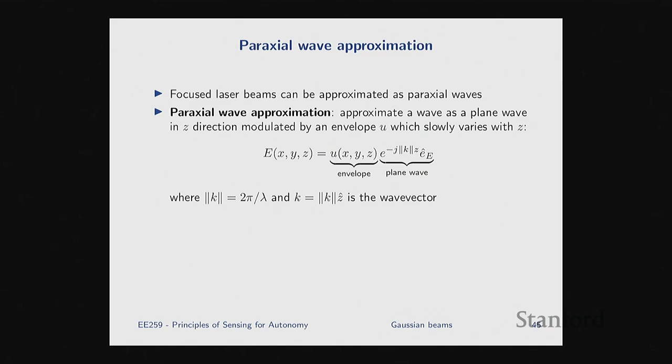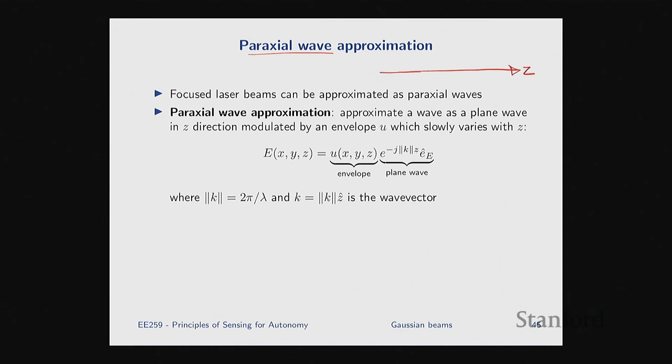There is an extremely useful approximation to how waves travel, which is called the paraxial wave approximation. And this really, really simplifies the math when we want to talk about focused beams. So what the paraxial wave approximation says is that if you have a wave that is traveling in some direction, and call that the Z direction, okay?